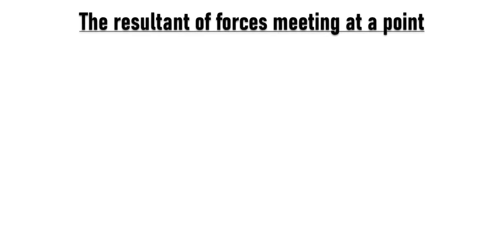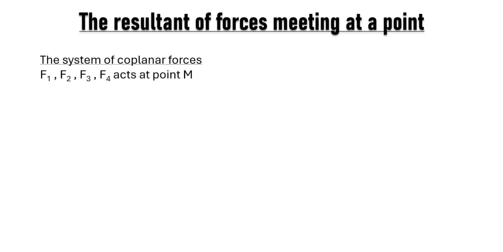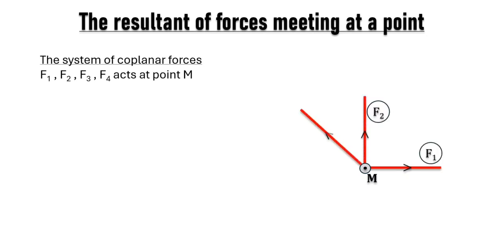Now, how to find the resultant of forces meeting at a point. This system of forces, like if I have right now a point and we have many forces, F1 and F2 and F3 and F4, meet at a point like this.